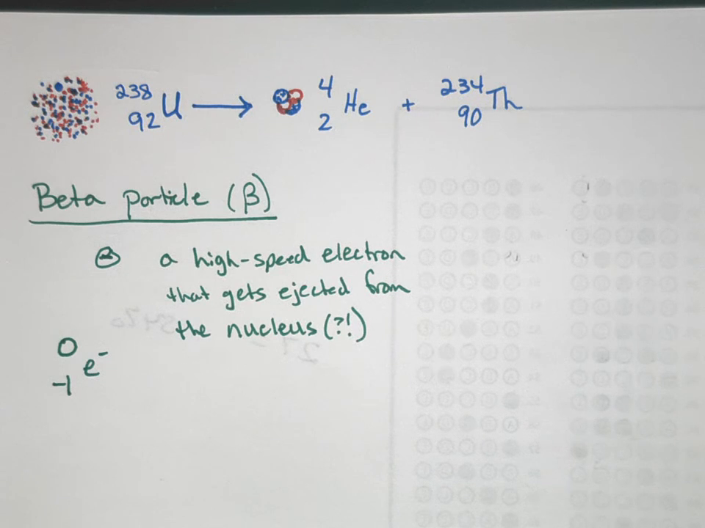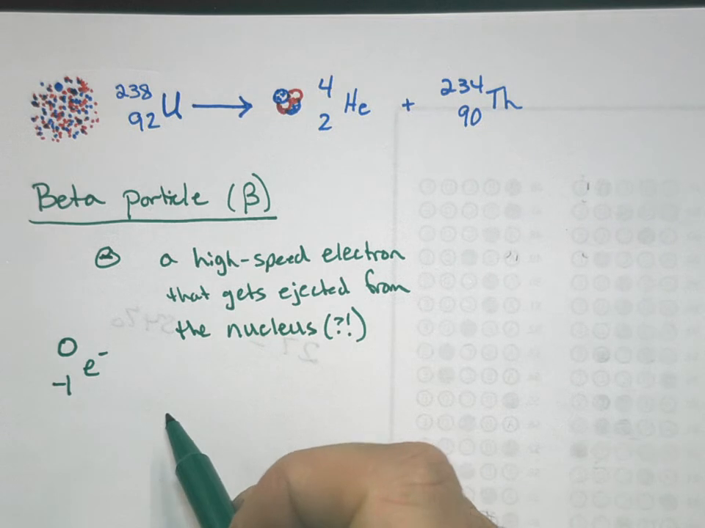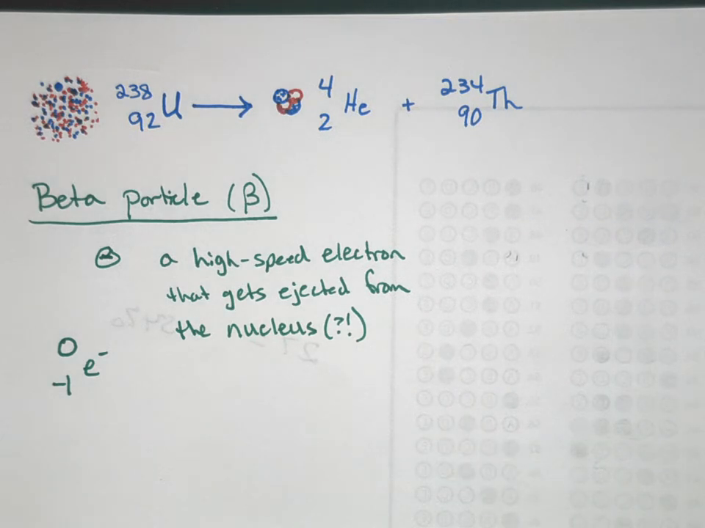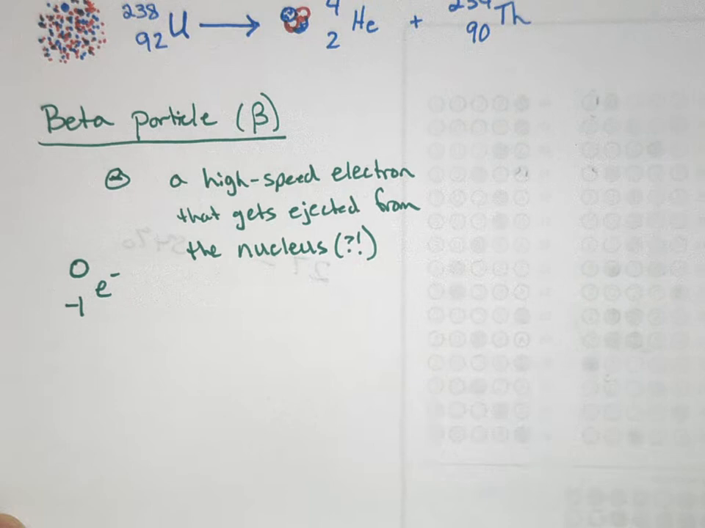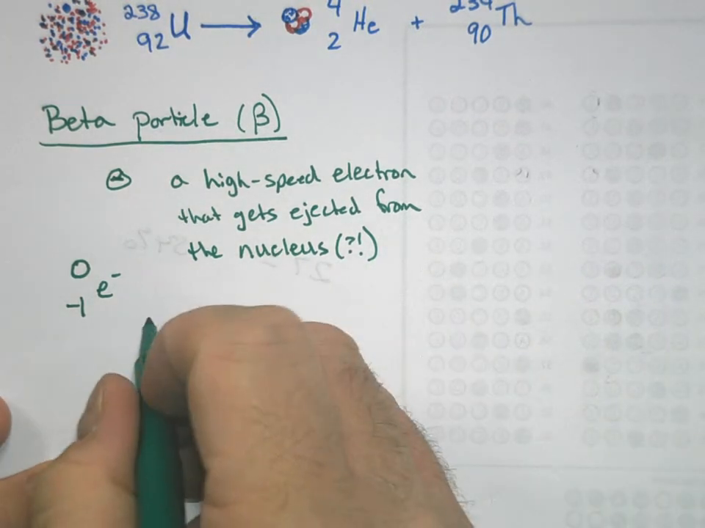Mind blown, yes. This usually happens with smaller nuclei or with some nuclei that need to get a little bit bigger in order to lose another alpha particle. The most common version of beta particle that we'll be dealing with is this reaction.